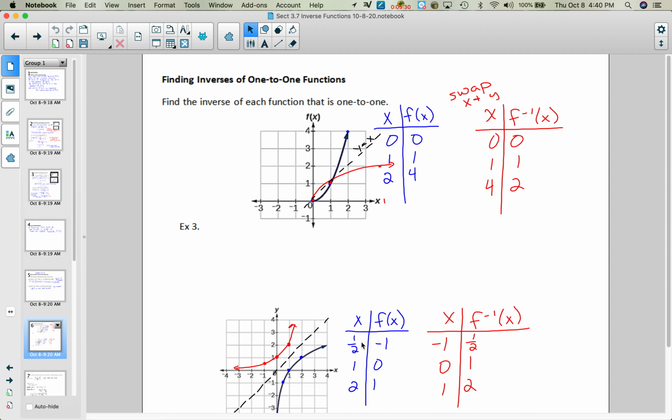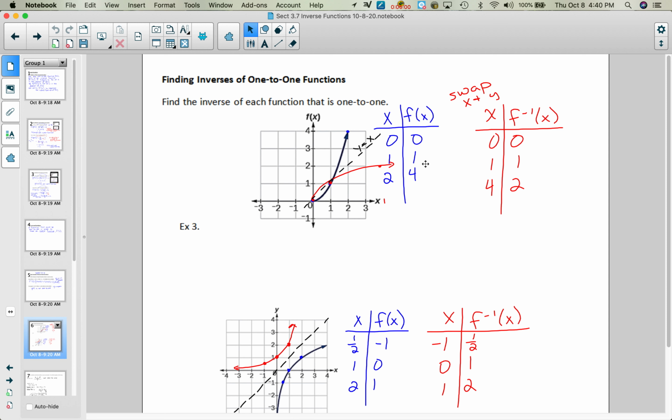Okay, finding inverses of one-to-one functions. If you have a graph, what I did in class is I took the one in black and listed some ordered pairs. So I can see (0, 0), (1, 1), (2, 4). Those were all points on the graph. This is actually a parabola, y equals x squared, only for a restricted domain, x greater than or equal to 0. To find the inverse, just swap the values.